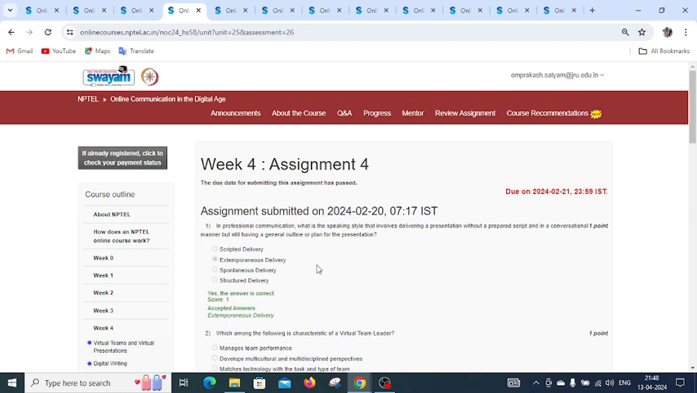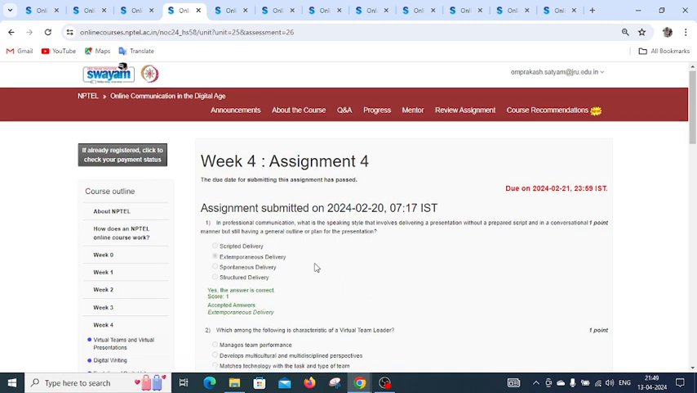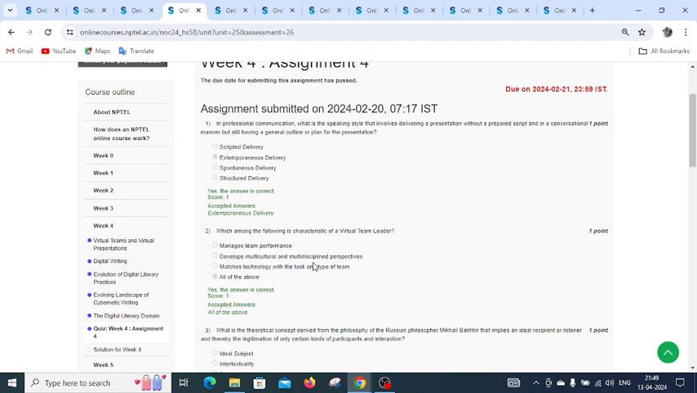In professional communication, what is the speaking style that involves delivering a presentation without a prepared script and in a conversational manner, but still having a general outline or plan for the presentation? And the right answer is extemporaneous delivery. Which among the following is the characteristic of a virtual team leader?